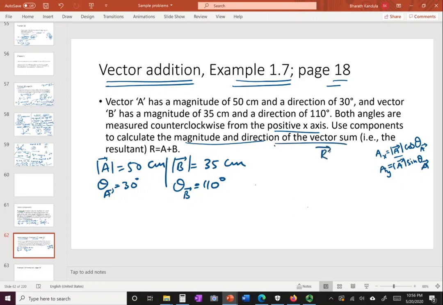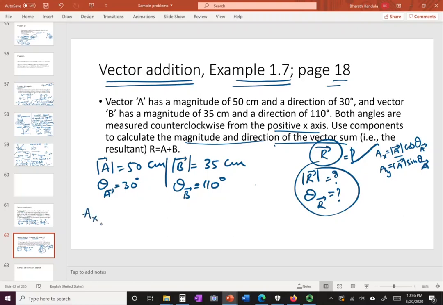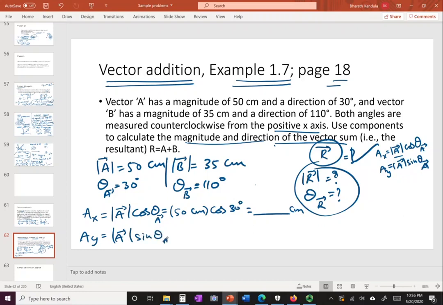So that means we are calculating the vector R, that is, the magnitude of R and the direction of R. Once we get these two, we have the resultant. Understand? Right, so let's follow the procedure. First find Ax and Ay. Ax is the magnitude of A times the cosine of the angle, so that is 50 centimeters times cosine of 30 degrees. Similarly, Ay is 50 centimeters times sine of 30 degrees. So you will find these values.